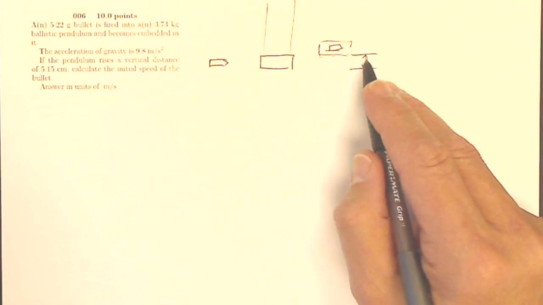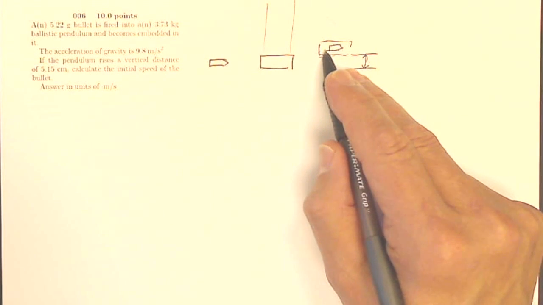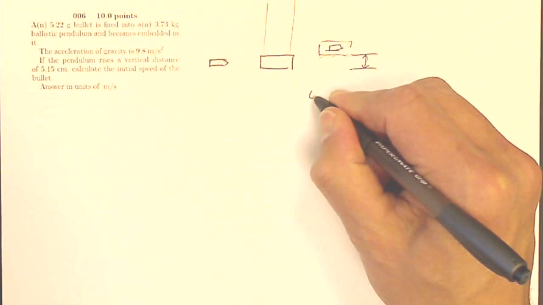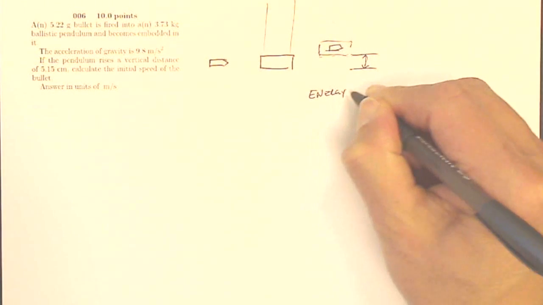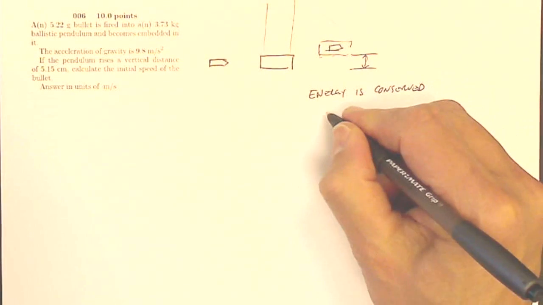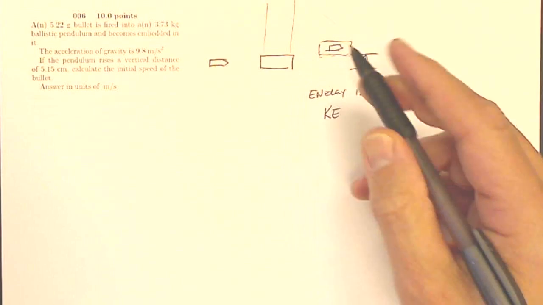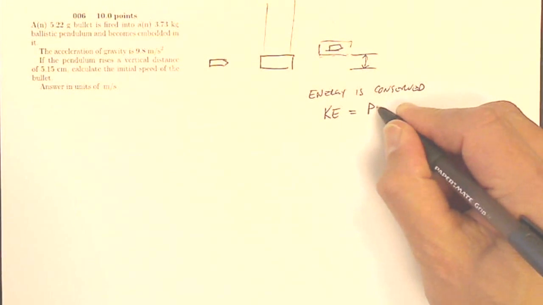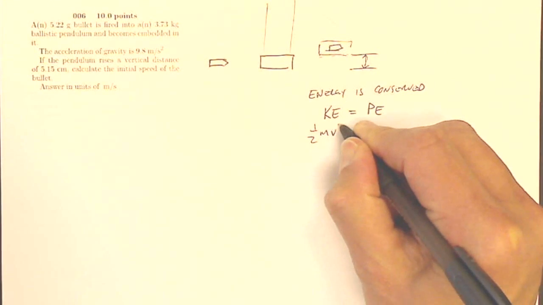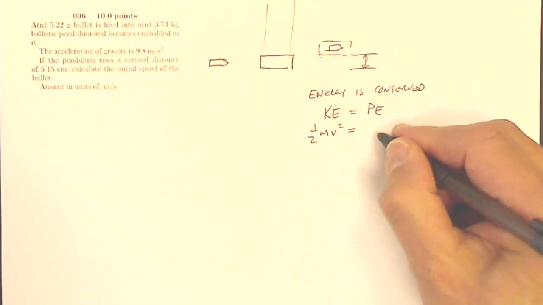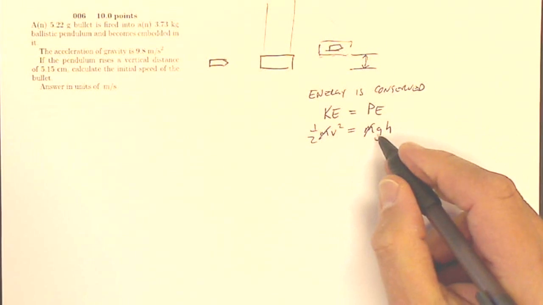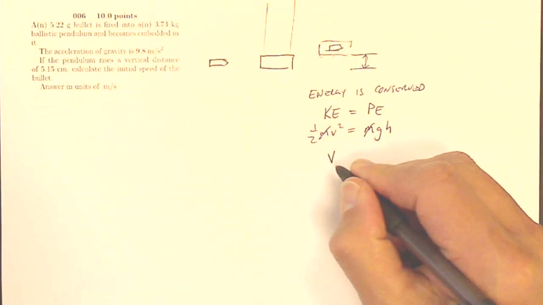So since they give me the distance here and the masses of the bullet and the block, I can figure out my conservation of energy part first. So let me do my energy is conserved over here. The energy that is conserved is that the KE immediately after the collision is going to equal the PE when it comes to rest up here.